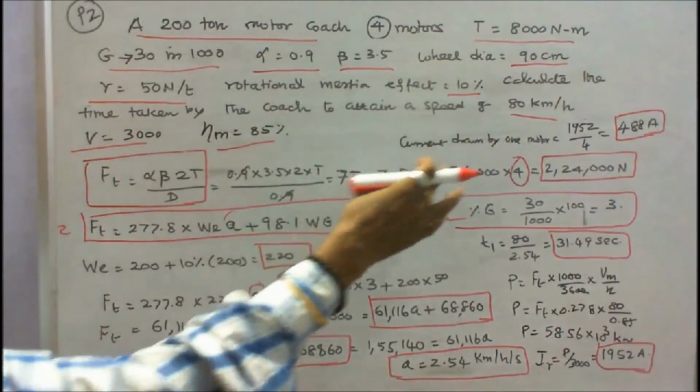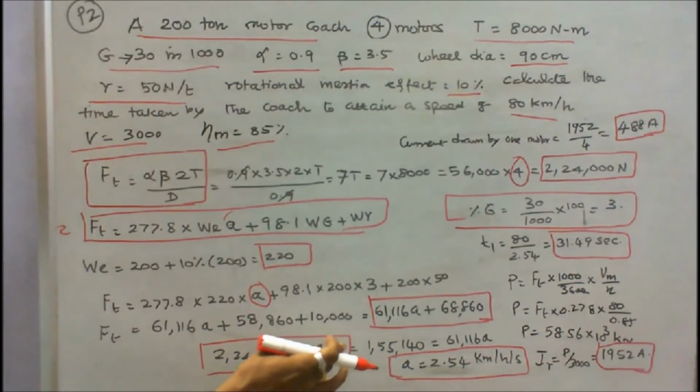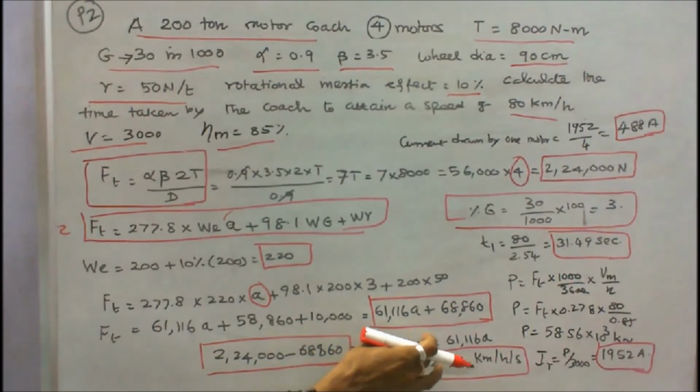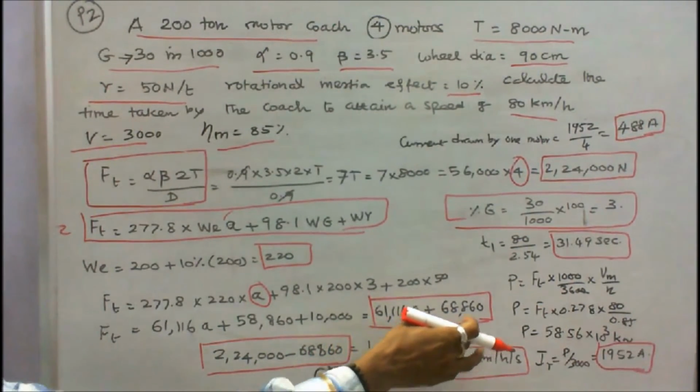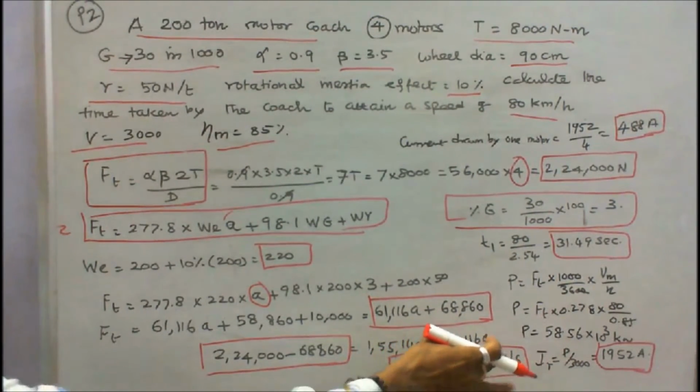So 2,24,000 minus 68,860 is equal to 1,55,140, which is equal to 61,116 A. Therefore, A is equal to 2.54 km per hour per second.